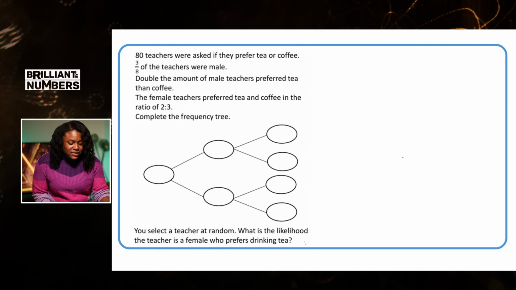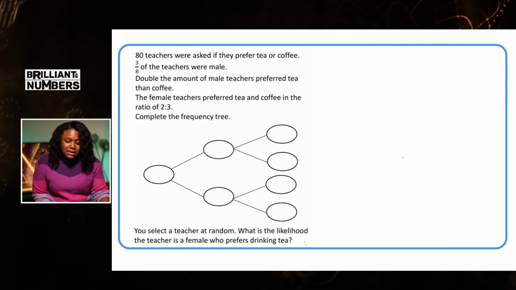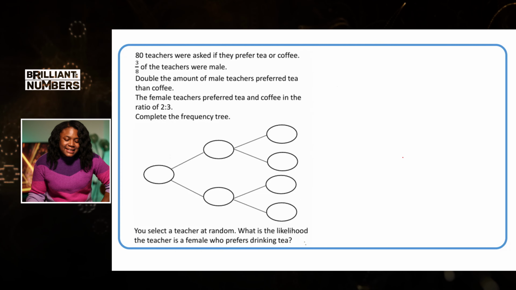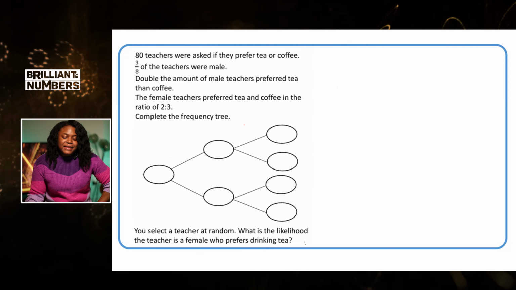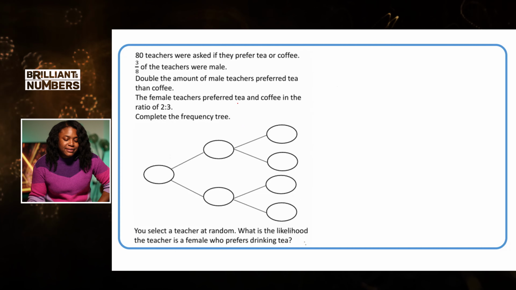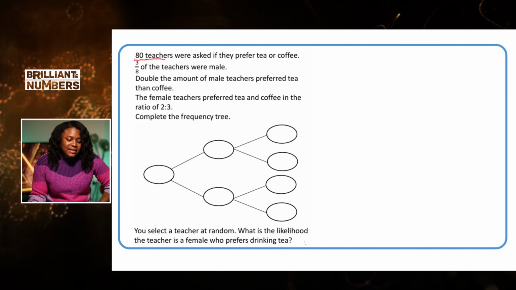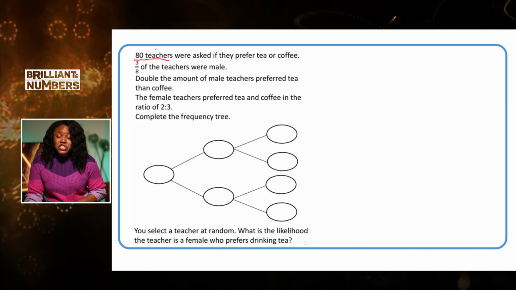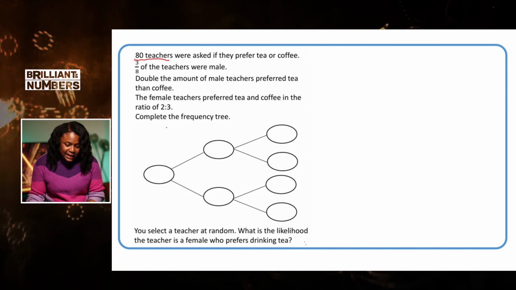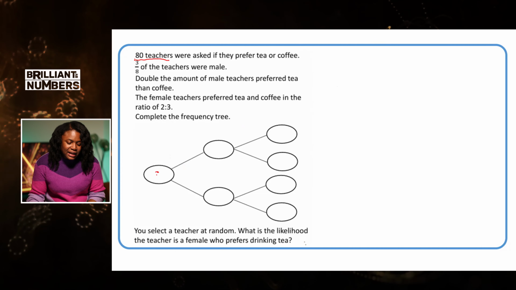So we've got another question here on frequency trees. We're told 80 teachers were asked if they prefer tea or coffee. So I'm just going to underline that 80. So we know the sum of the entire diagram is 80. We can just go ahead and put that in straight away.